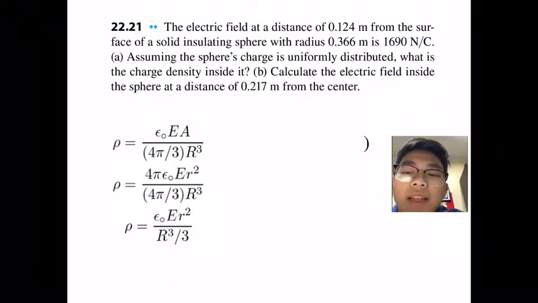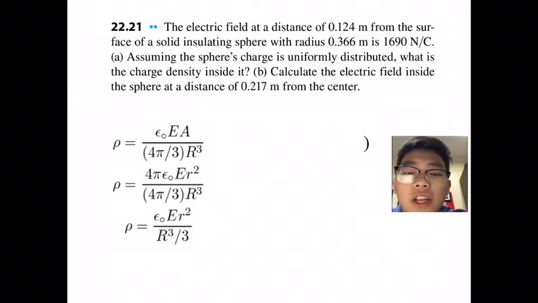After this, we can substitute E naught times EA into the numerator of the original equation P is equal to Q over V. So we end up with P is equal to E naught times E times A over 4 pi over 3 multiplied by r cubed. Afterwards, A, which is the area, is the surface area, which can be turned into 4 pi r squared. So we end up with 4 pi r squared multiplied by E naught and the electric field, divided by 4 pi over 3 multiplied by the radius cubed.